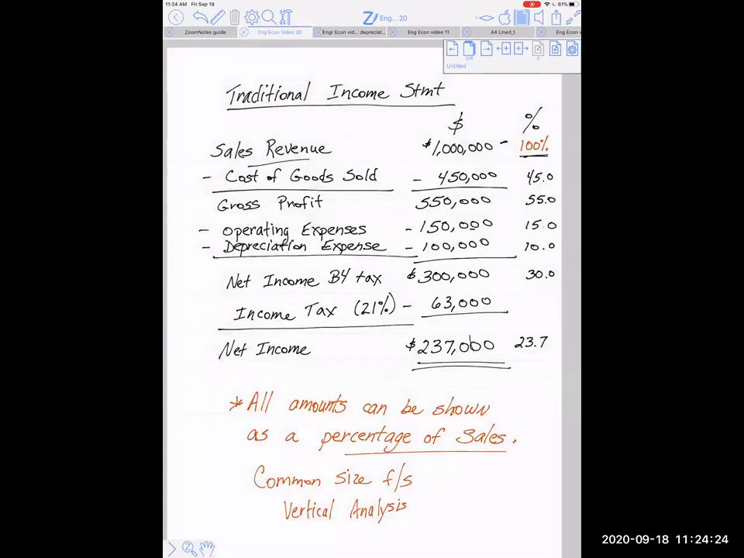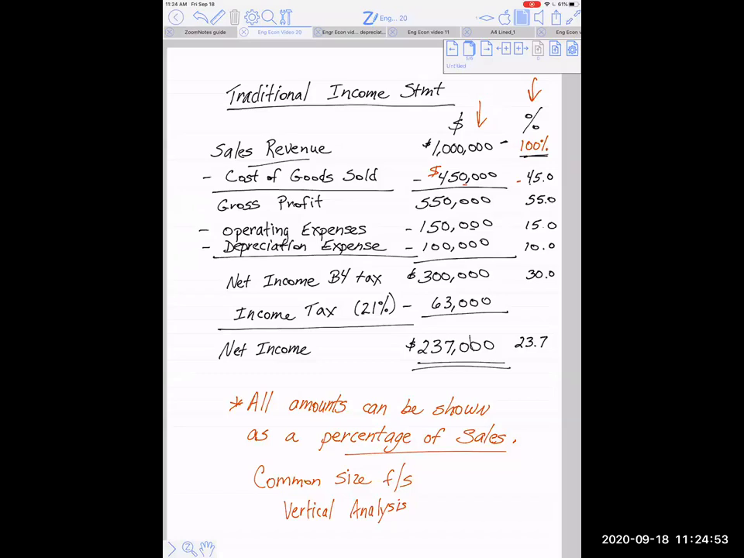The traditional income statement, here's another example with dollars. And I wanted to point out another column that you'll often see, and that is a percentage column where sales revenue is set at 100%. And then all the other categories in the income statement here are shown as a percent of sales. So cost of goods sold is 450,000. That divided by sales is 45%. So every item will be shown as a percentage of sales.